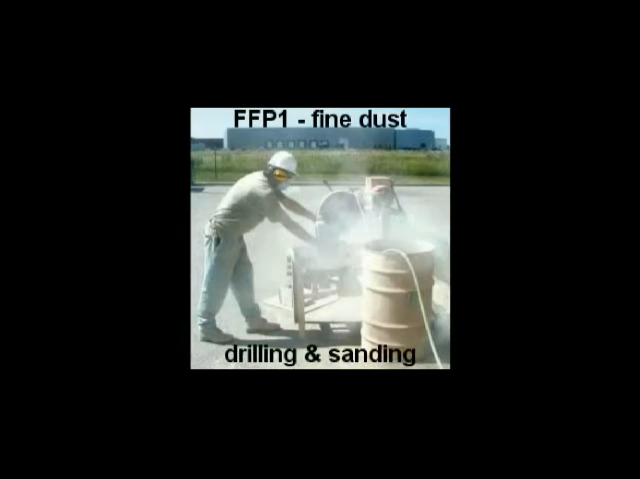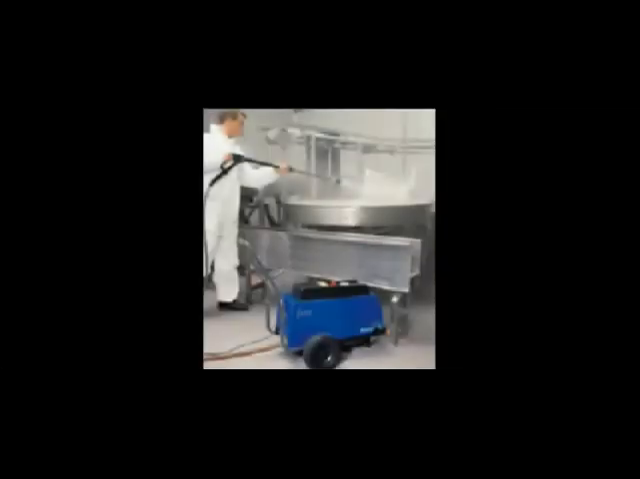FFP1, low levels of fine dust, up to 4 times workplace exposure limit, or WEL, and oil and water-based mists typically found during hand sanding, drilling and cutting. FFP2, moderate levels of fine dust, up to 10 times WEL, and oil and water-based mists typically found during plastering, cement, sanding and wood dust.